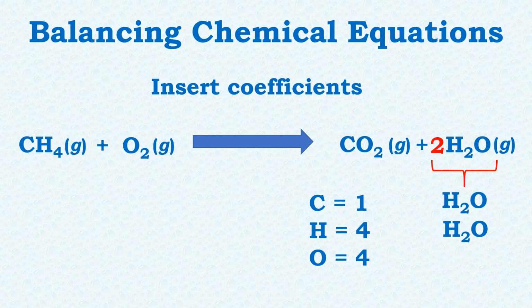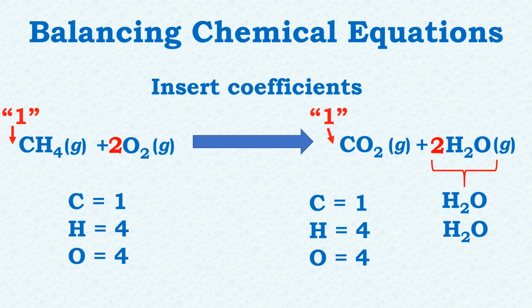A coefficient of 2 in front of water means you multiply water by 2. There are 2 water molecules. This balances the hydrogen. But the moles of oxygen has changed. There are now 4 moles of oxygen on the product side. We can balance the moles of oxygen on the reactant side by inserting a coefficient of 2 in front of the oxygen. All of the elements are now balanced. Notice there is no need to write coefficients of 1. If no coefficient is present, a 1 is understood.